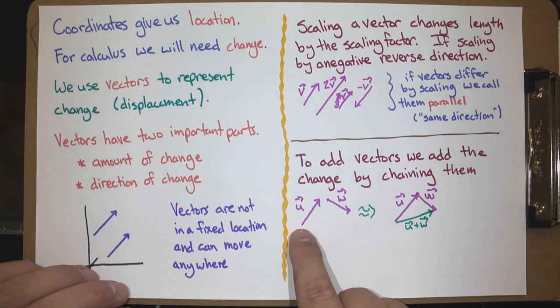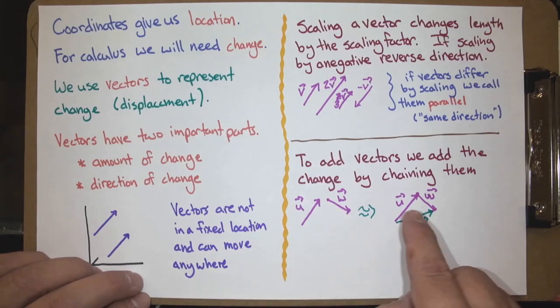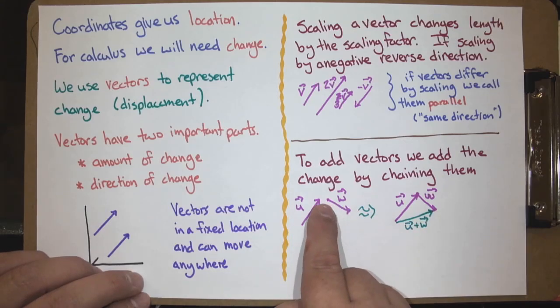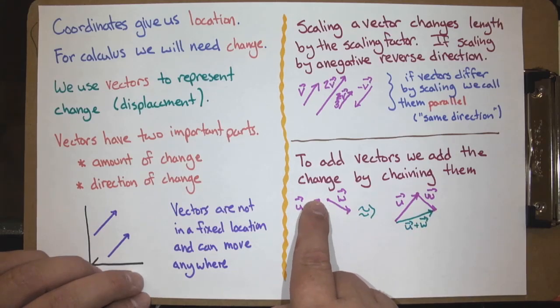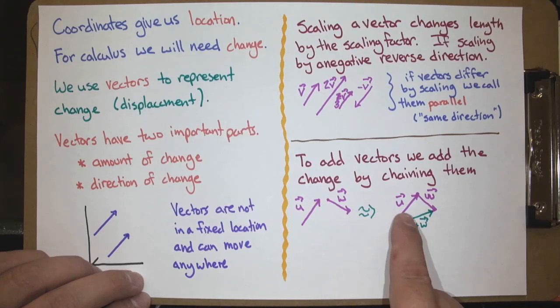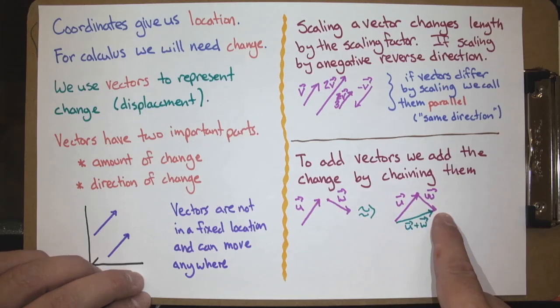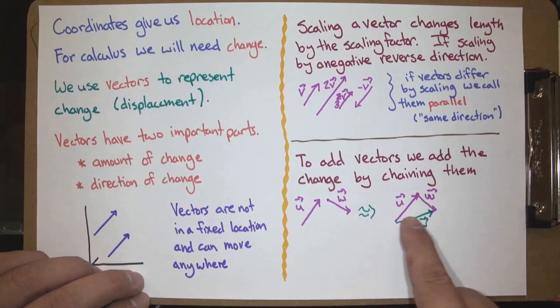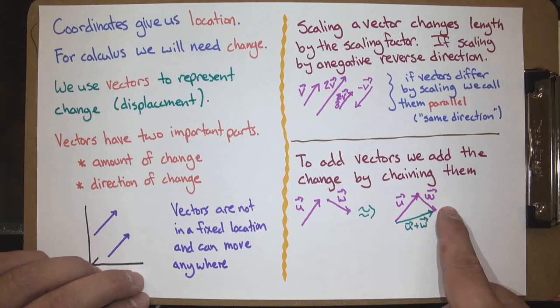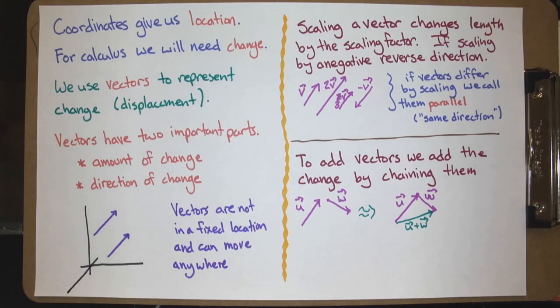So if I want to know what's the combined change of u and w, say, okay, just take w and move it so where it starts is where u ends. So it's first u and then w, and you say, okay, the net change is the same as just going straight from the start of u to where the end of w is. So that's u plus w. So you can add vectors by chaining them together.